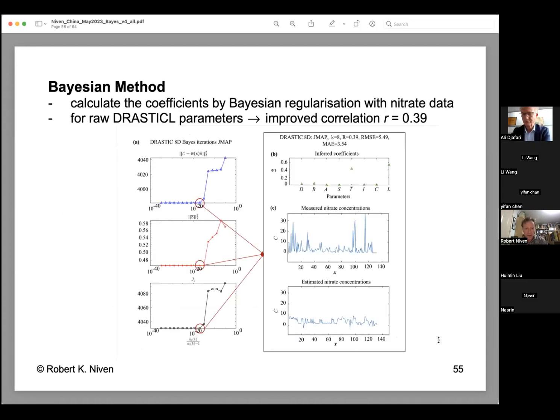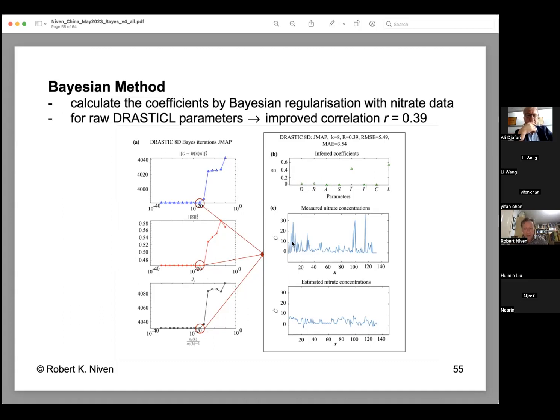Okay, so that leads us then to a Bayesian approach, which is to calculate the coefficients in that formulation that we saw earlier by Bayesian regularization with the nitrate data. And here's the analysis. The approach is much the same. We've conducted iterations over this ratio of parameters. We've chosen some converged values of this distribution. We've extracted our values of our coefficients.